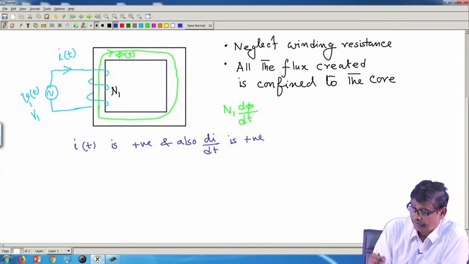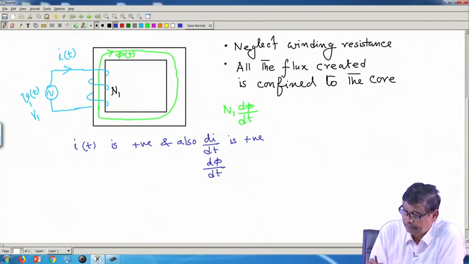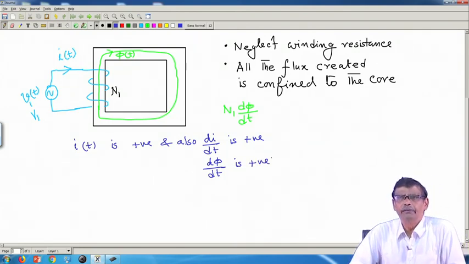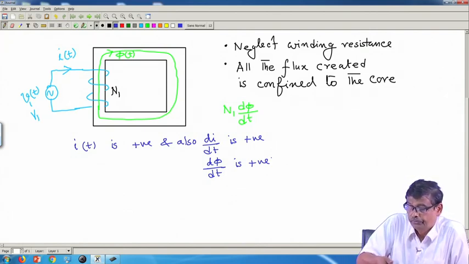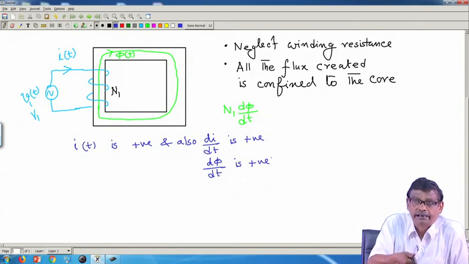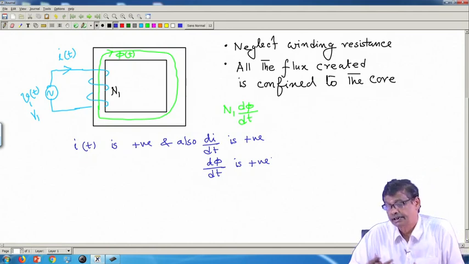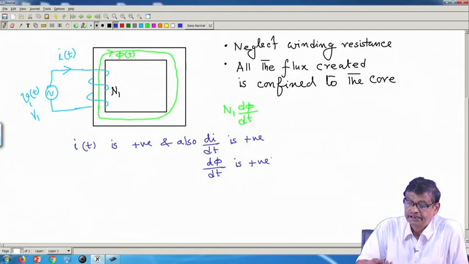Therefore, d phi dt in the direction shown is also positive. That is what we have attributed to time. d phi dt may be negative, but this will be taken care of by the equation. But these are the two things I have attributed to i(t). i(t) is positive, that is what I have assumed, and not only that, dI/dt is also positive at that instant. Therefore, d phi dt is also positive.